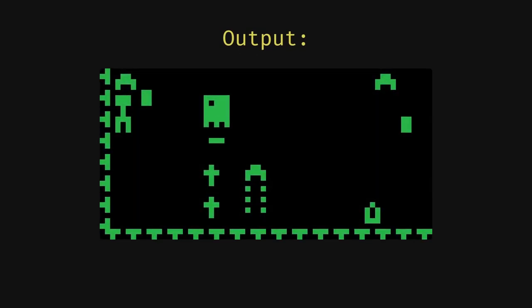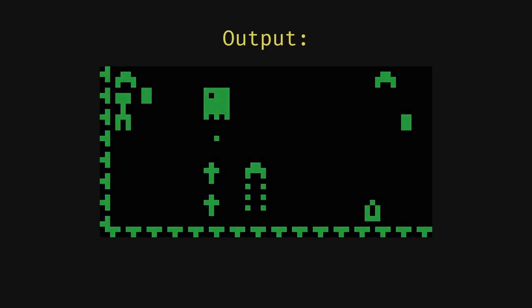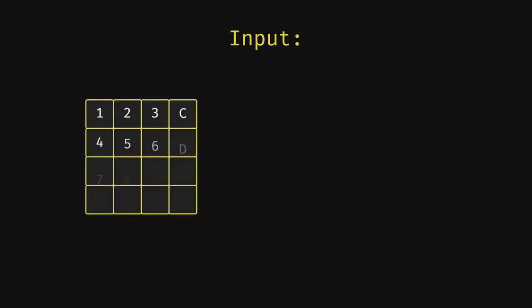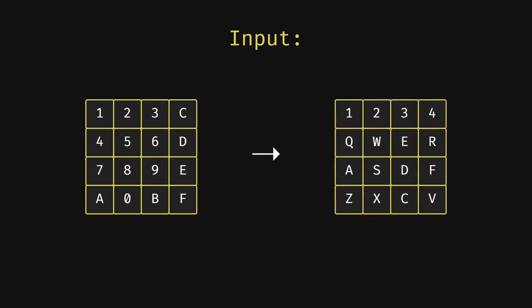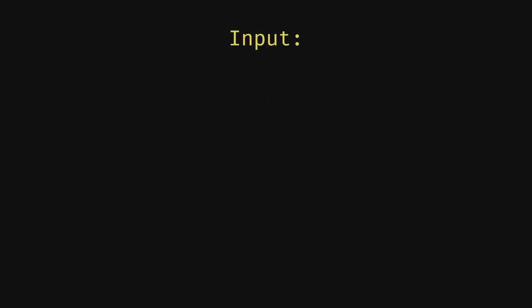Anyways, back to the chip. The output is our screen, but what about input? According to the spec, the Chip-8 has 16 buttons, labeled 0 to F. Apparently, looking around online, they're generally mapped to a modern keyboard like so.